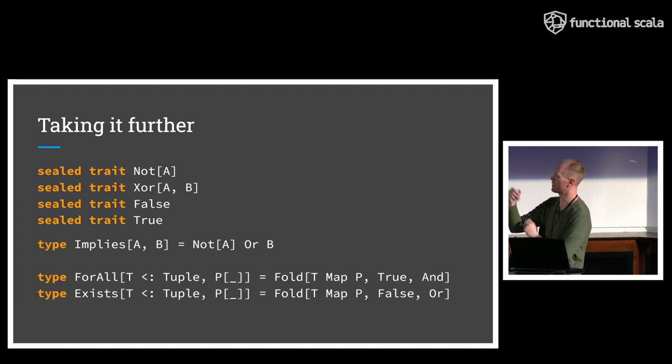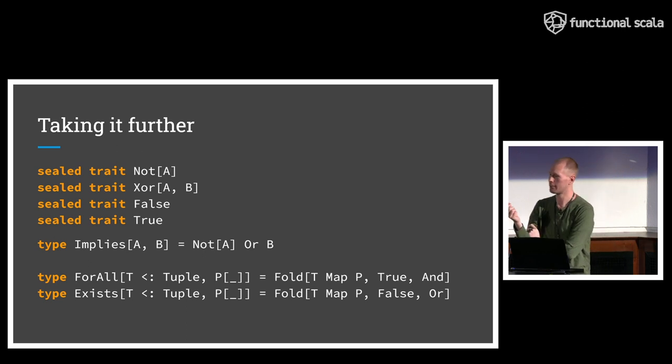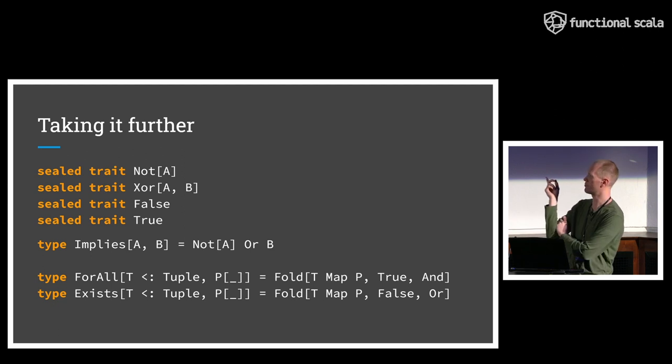You can also write some type aliases like implies and rewrite them in terms of what we've already defined. And so when we do this, we don't need to go back and add type class instances for these, because they're just built on pre-existing things.